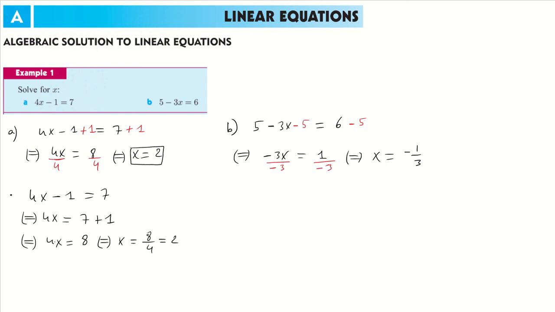So let's do b again. So I have 5 minus 3x, which is equal to 6. I want to get rid of the 5. I move it to the right-hand side. On the left-hand side, it's plus 5. So on the right-hand side, it's minus 5.